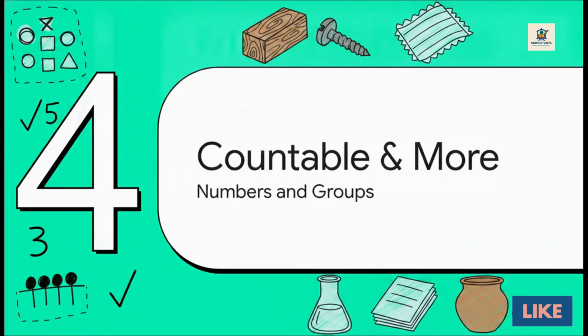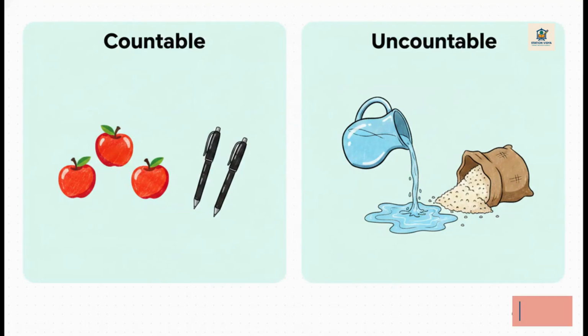Next up, Section 4, countable, uncountable, and more. Numbers, groups, and materials. Countable nouns are exactly what they sound like. Nouns we can count with numbers. A pen, an apple, a car, a dog. Like, I have 3 apples. Super easy, right? Uncountable nouns, though, are things that cannot normally be counted as individual units. Think of substances like water, milk, sugar, or rice. If you say, please pour me some water, that works perfectly. But we generally don't say 2 waters because, well, you can't practically count a liquid.